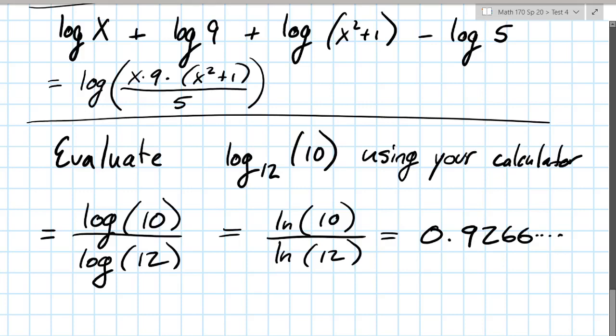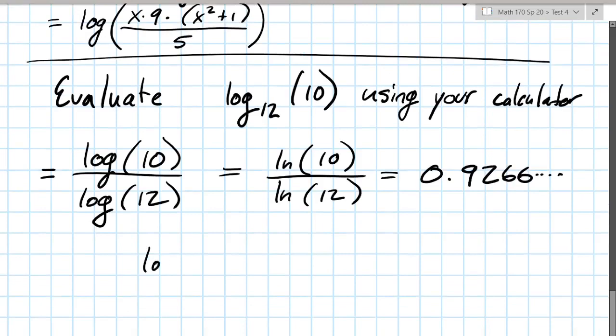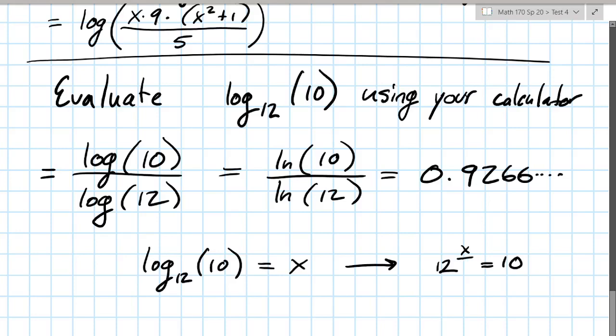Now, you should be convinced that this is a reasonable answer, because if we're thinking about this as log base 12 of 10 is equal to x, what that means in exponential form is 12 to some power equals 10. Well, we know that 12 to the first is 12, so this x should be a number a little bit less than 1. So you get a quick reality check, a sanity check, and decide if the number that we have makes sense.